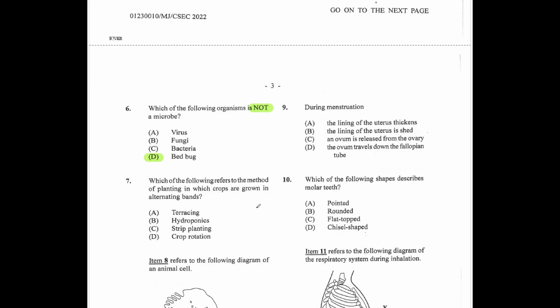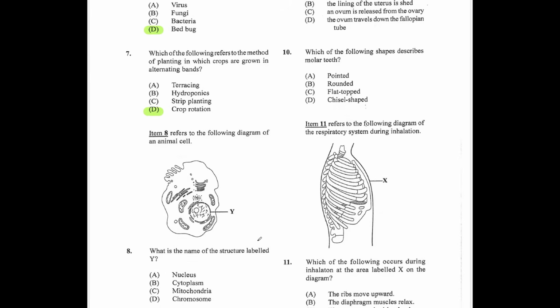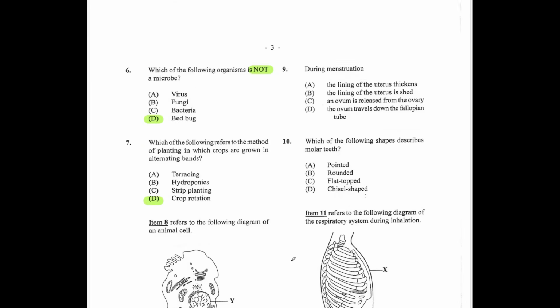Which of the following refers to the method of planting in which crops are grown in alternating bands? So it means every season of crop replanting, you are switching them. And that is crop rotation. What is the name of the structure labeled Y in item 8? That is the nucleus it's pointing to, so the answer is A.